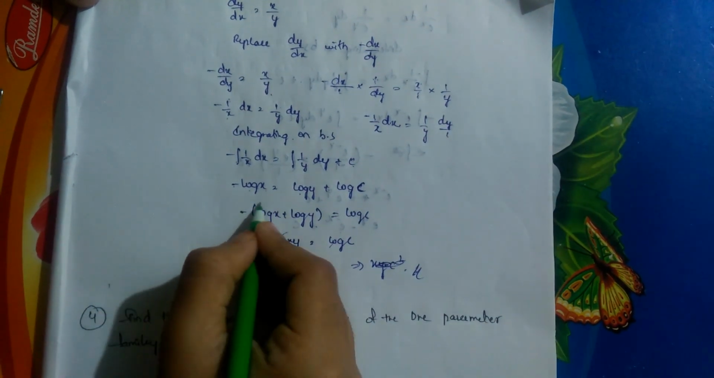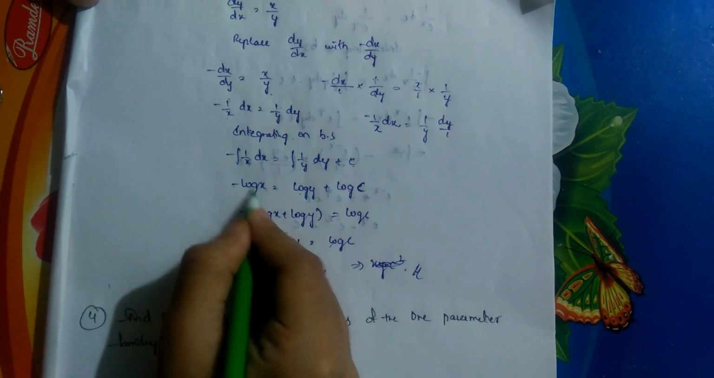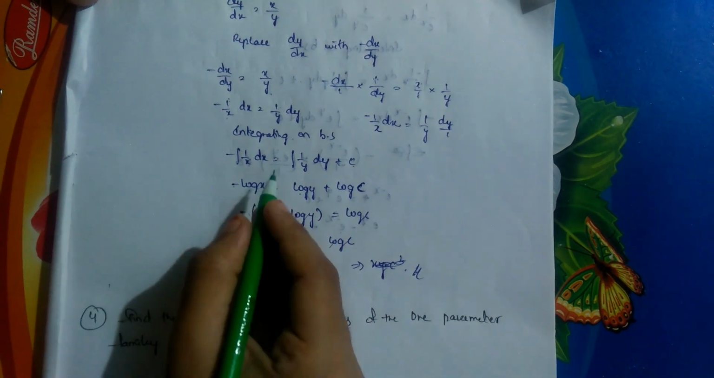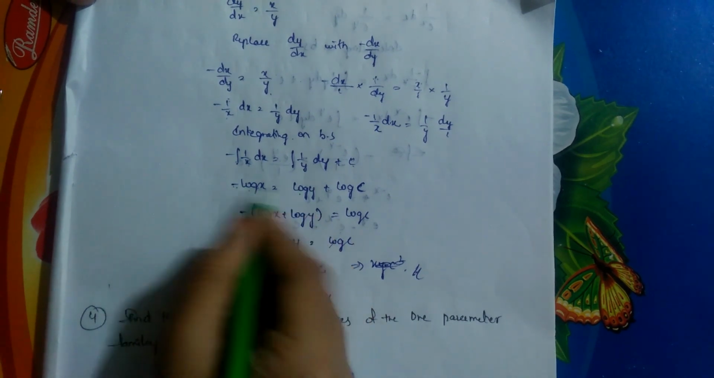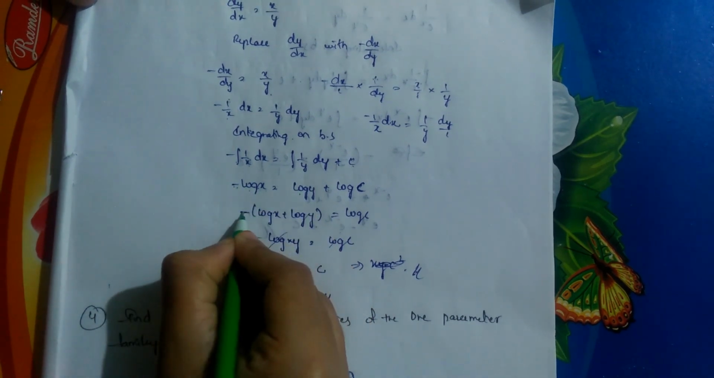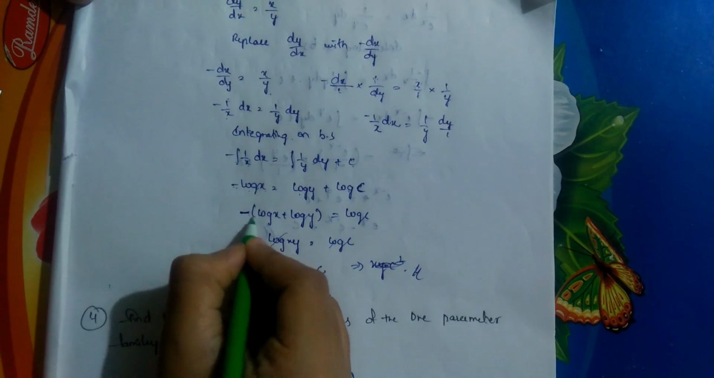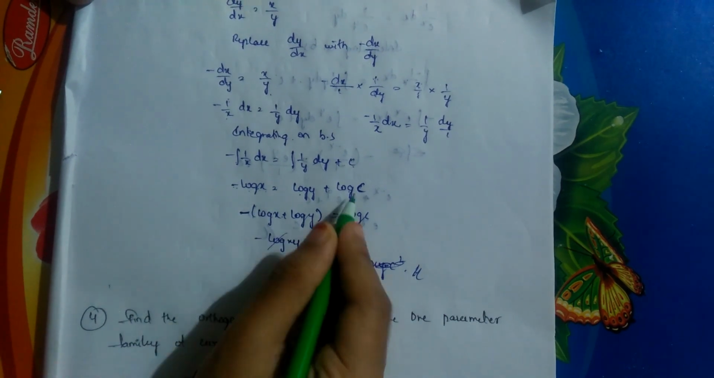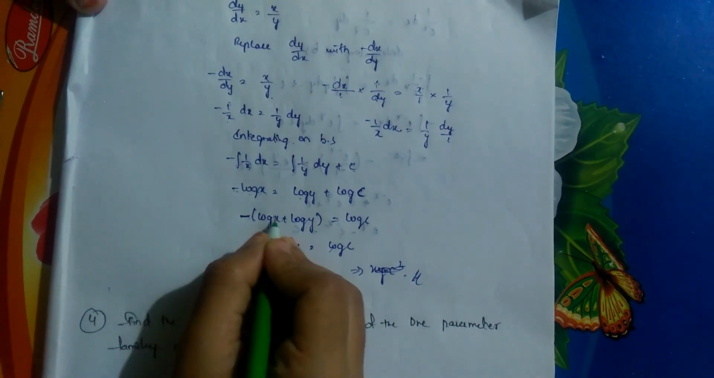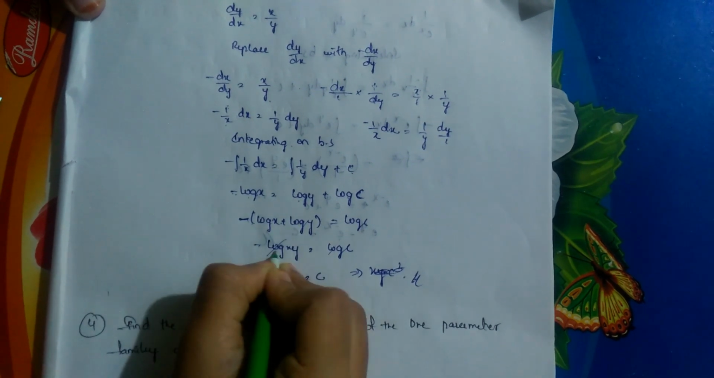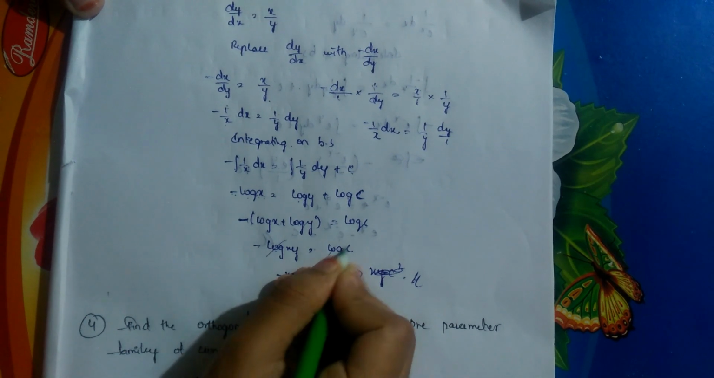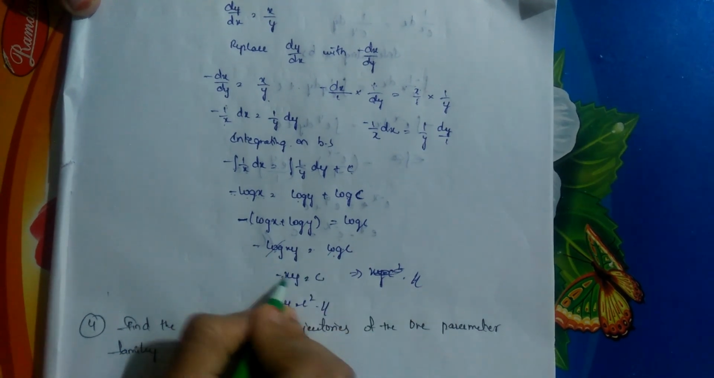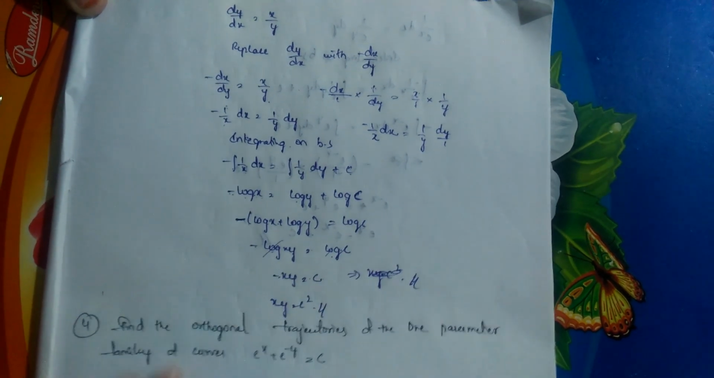Now send this log y to the left hand side, it becomes minus log y. So minus log y minus log x. From both terms we can take minus common. When we take minus common, minus of log x plus log y is equal to log c. So log x plus log y can be written as log xy, we have the formula, that equals log c. Now log will be cancelled on both sides, then we get minus xy is equal to c.